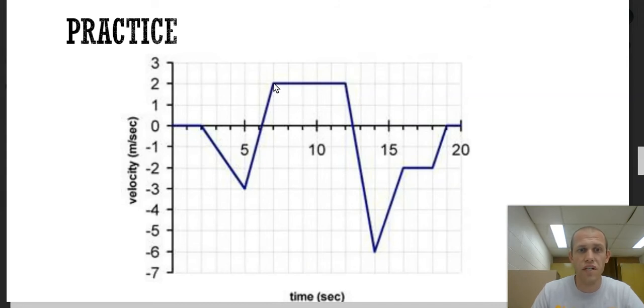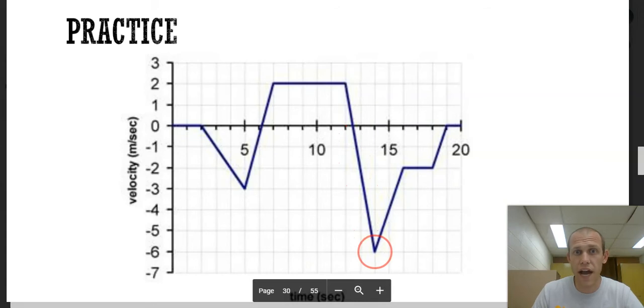Once they were done speeding up, then they put on the cruise control and stayed at 2 meters per second. Then they decided to slow down right here. The velocity decreased to 0. And then this is slowing down. This is speeding up in the opposite direction.